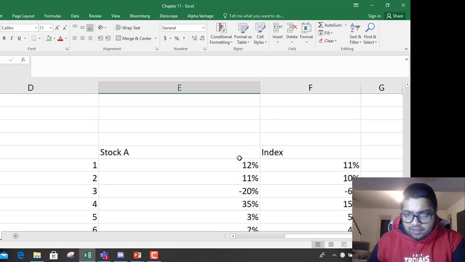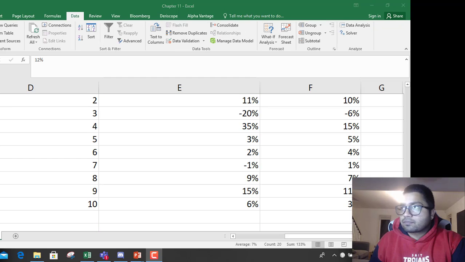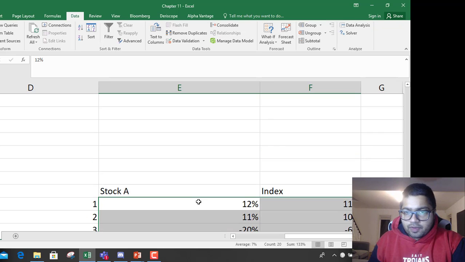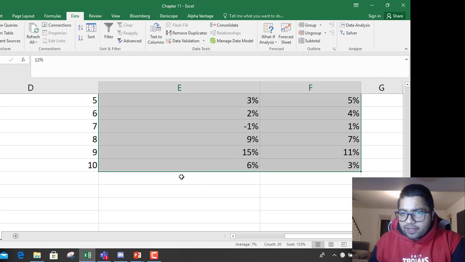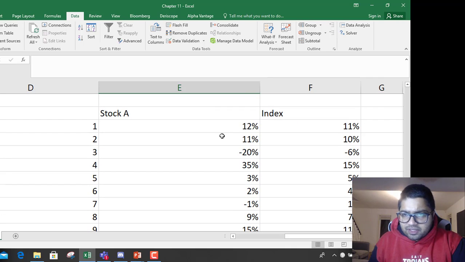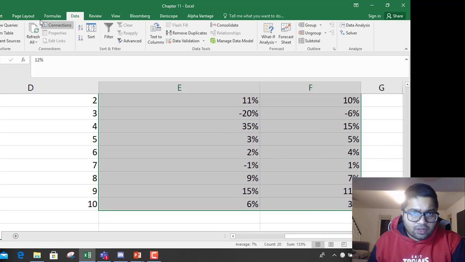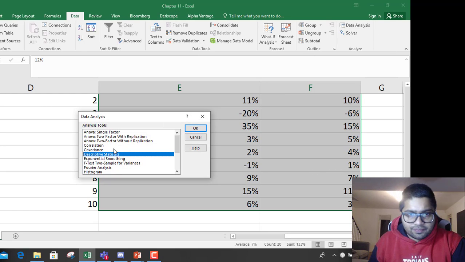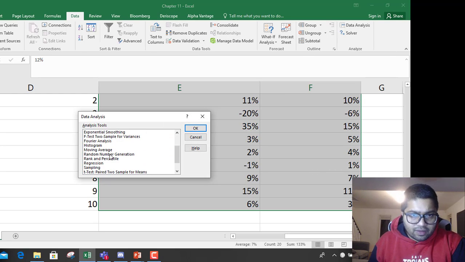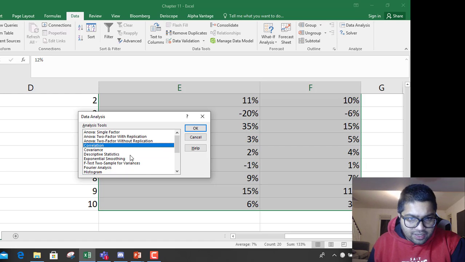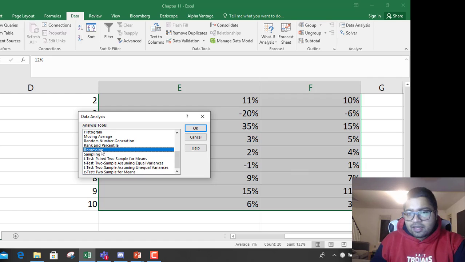So we have plotted the stock and the index returns. You can't directly use a beta function. So what you have to do is select these two returns, go to the data tab, then go to data analysis. Okay, we need correlation analysis. No, we need regression analysis. Beta is found by using regressions.